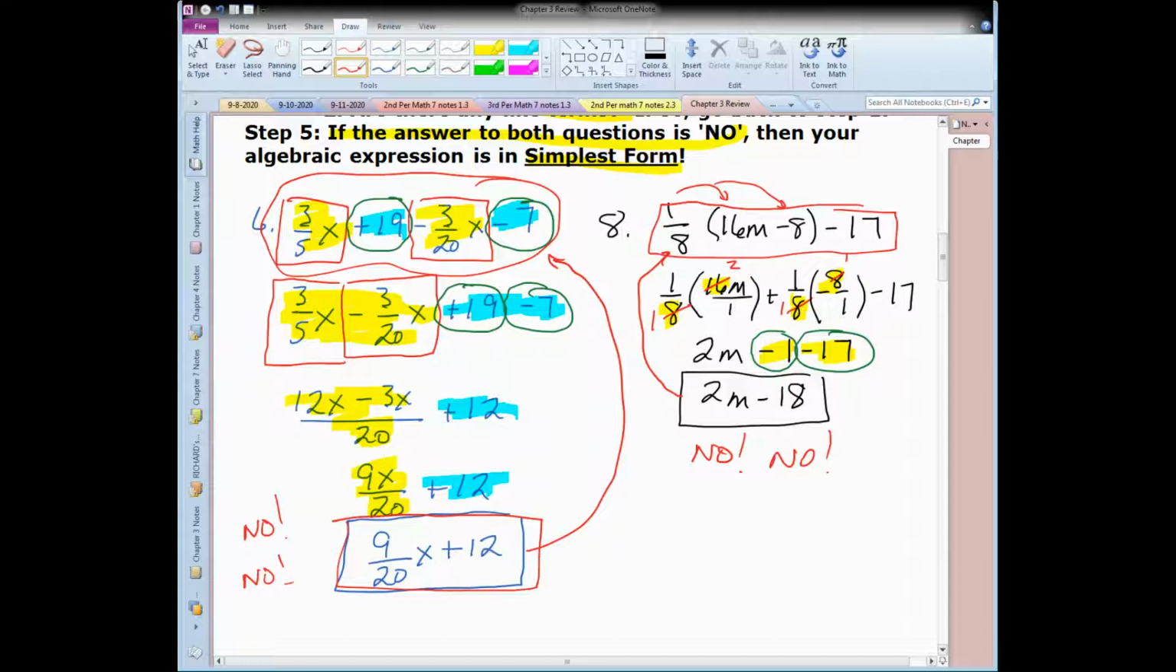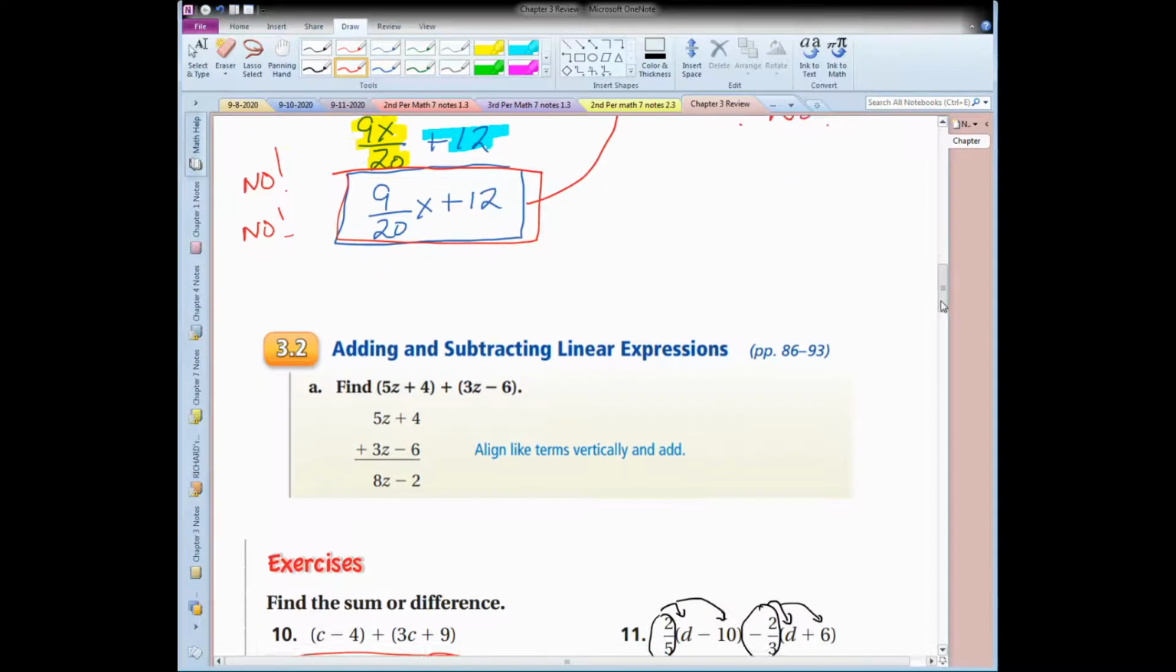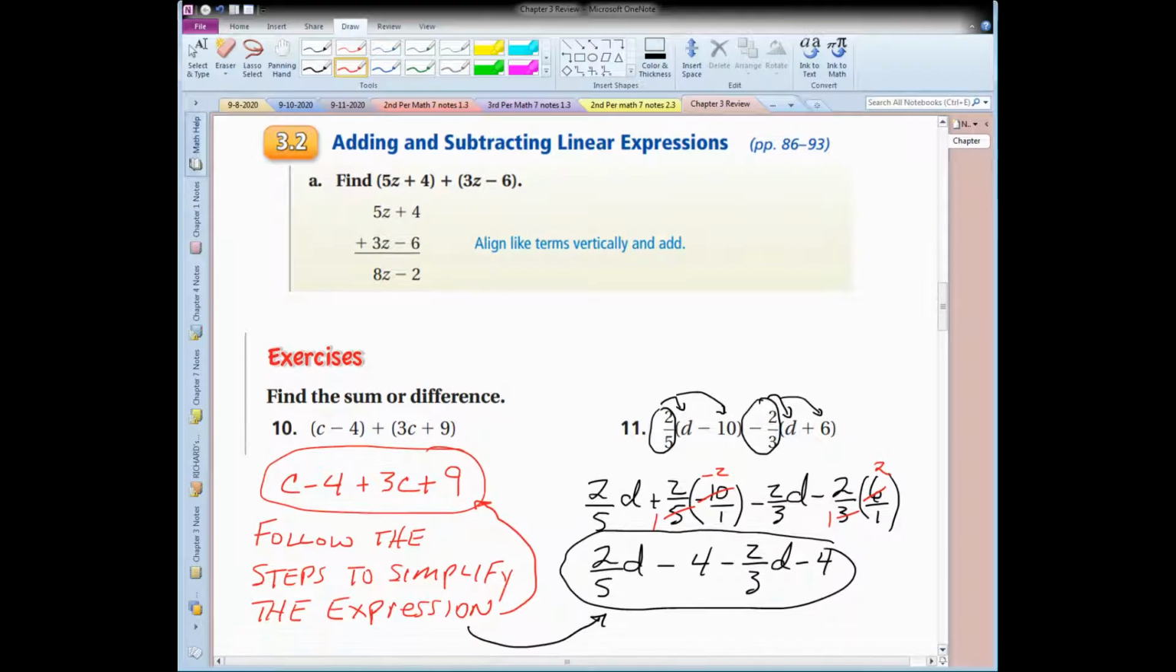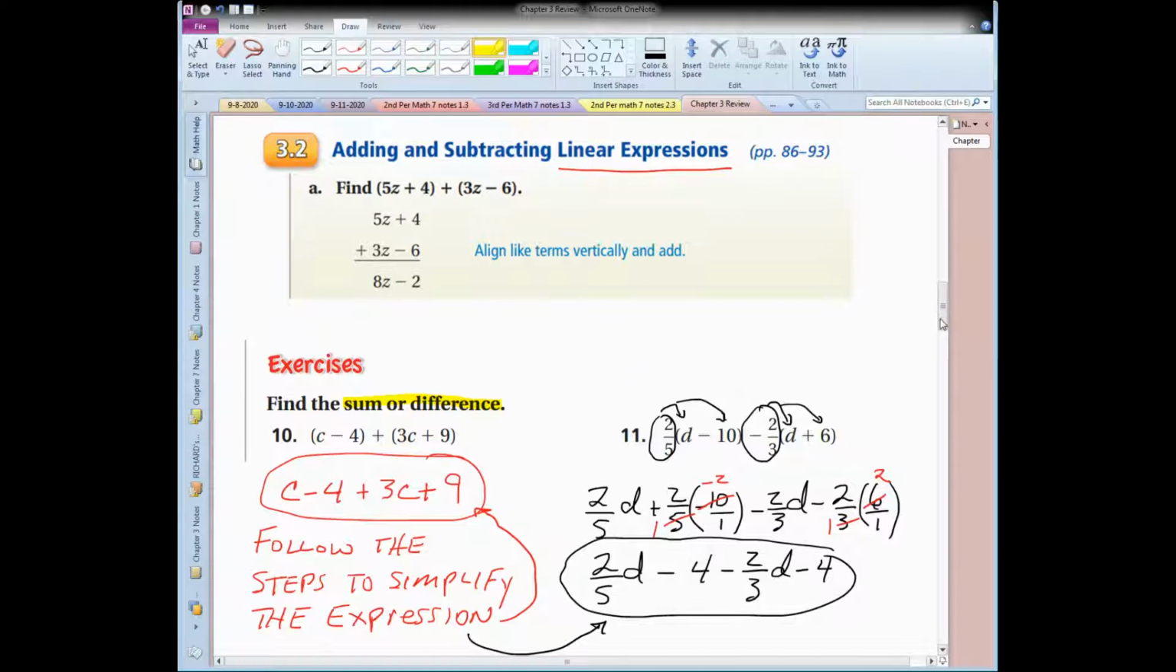Okay. All right, let's look at section 3.2. In this section, all we're doing again is simplifying expressions. We're looking specifically at certain types of expressions, specifically linear expressions, but we are still just simplifying. Even though it says find the sum or difference, you can think of that as saying, hey, simplify the expression, put it in simplest form. All right, so let's look at a couple examples.